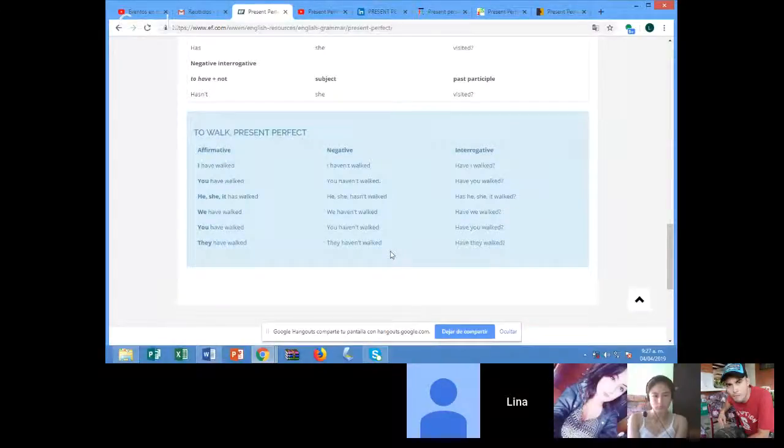Okay. Here we have another example with all the persons that we can use. So we use I have walked in affirmative. Have plus the third form of the verb. In this case, this is a regular verb. Negative: I haven't walked. I have plus not plus the verb in third form. And the interrogative: Have I walked? So we have here have first plus subject plus the verb in third form, okay?